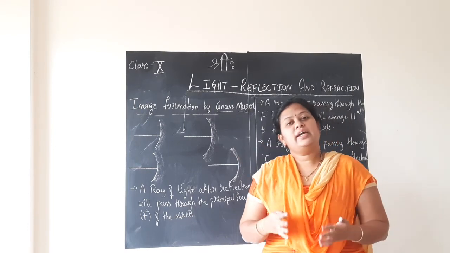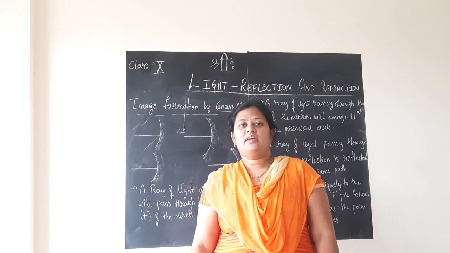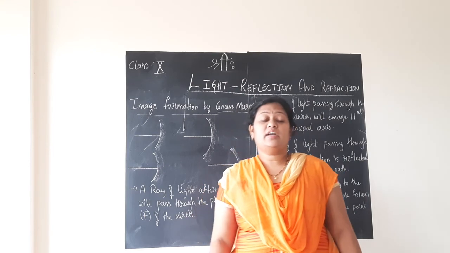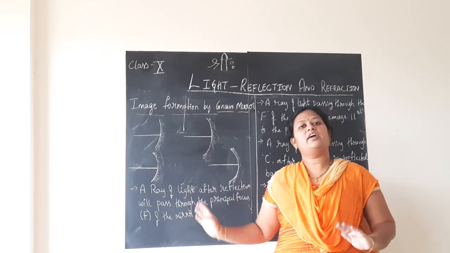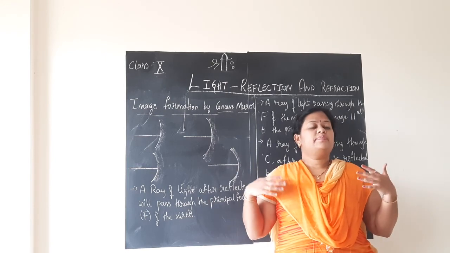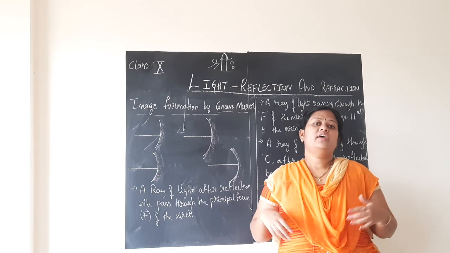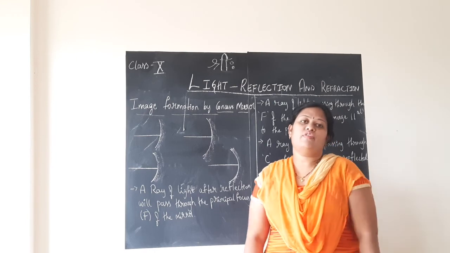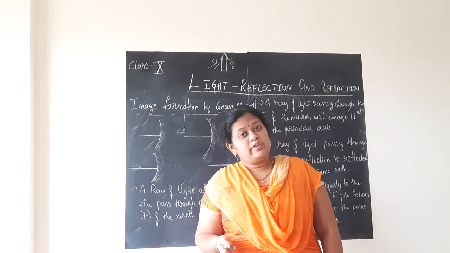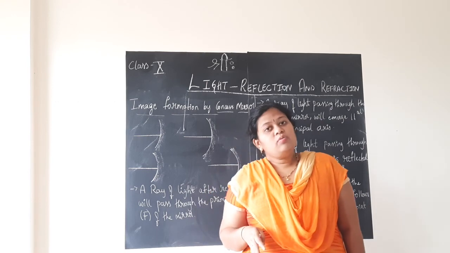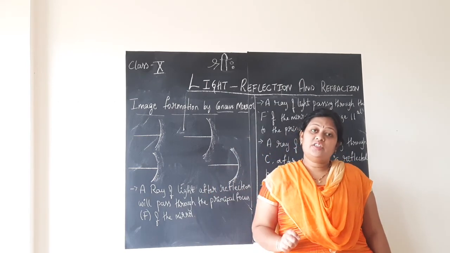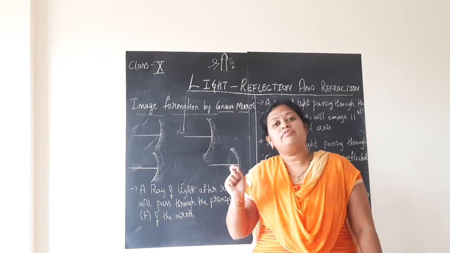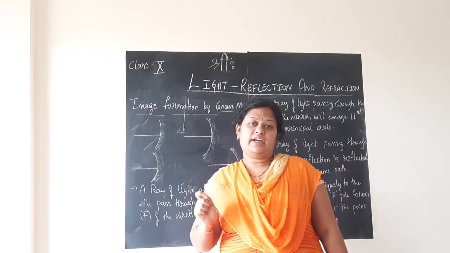We all know that light travels in the form of rays. Here we have assumed the condition that light always travels in a straight path. Assuming that, we are learning ray diagrams, that is how the image is formed. In ray diagrams, we find out the position of the image formed. The position as well as the nature of the image formed is found out.